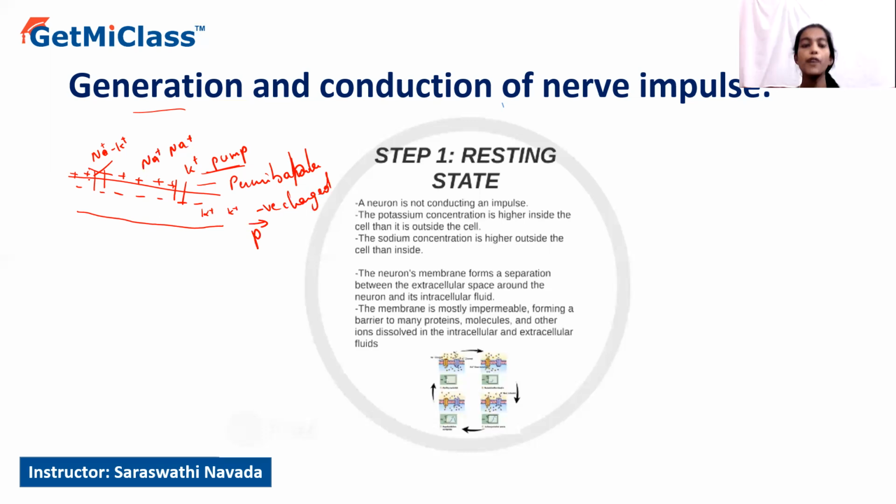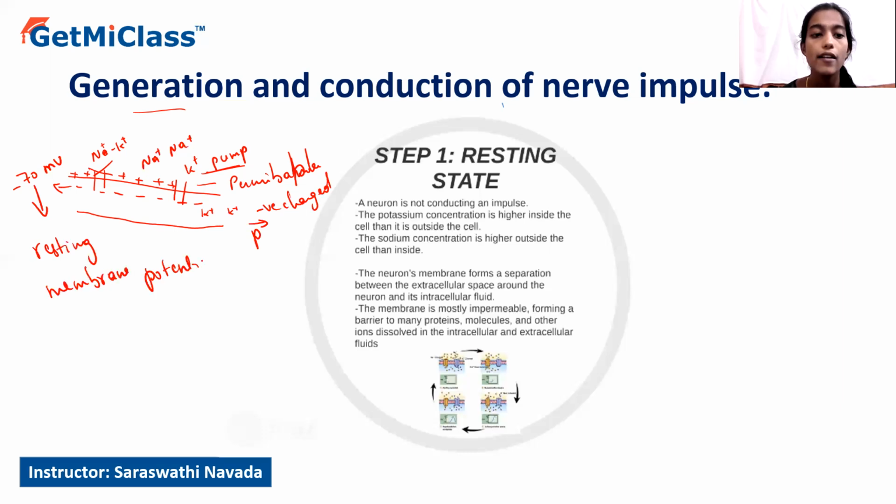Here, if we detect the charge of the nerve membrane with respect to the inner membrane, it will be up to minus 70 millivolt, and this is called the resting membrane potential for the neuron. So that is regarding the resting state of the neuron.